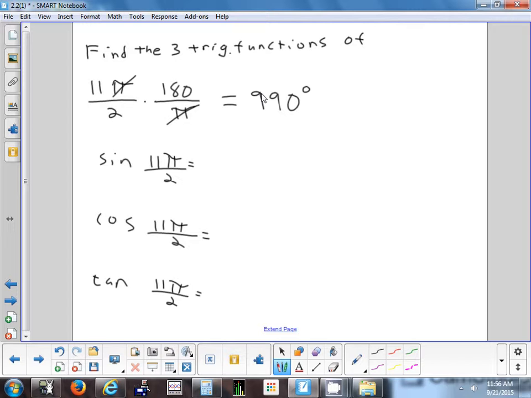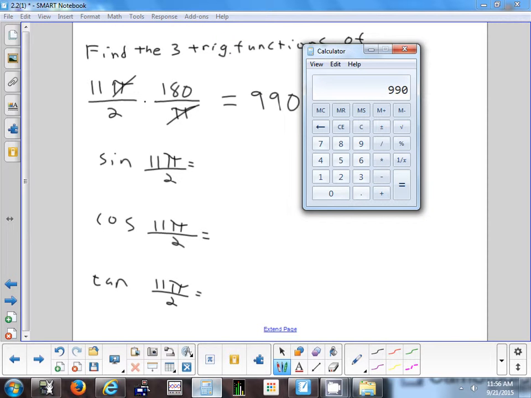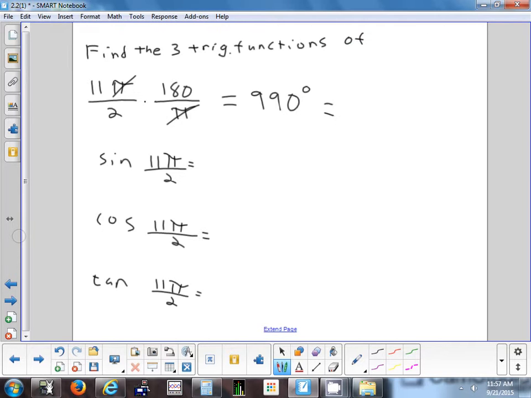Okay, 990, kind of a big angle. Kind of hard to visualize where that would be. How do we make it smaller? Okay. That's still kind of big. Do it again. 270. Okay, where's 270 on the circle? Yep, down. 0, -1. Okay, the quadrantal angles are super easy because it's all ones and zeros. Never have any square roots with them.